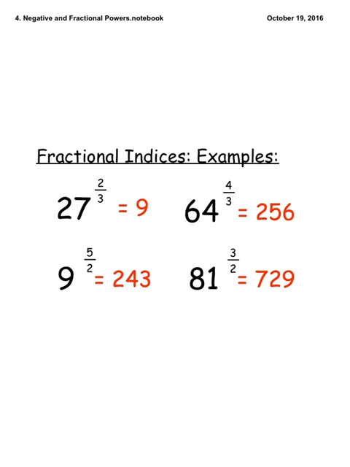Okay, so 27 to the power of 2/3 is equal to 9. 64 to the power of 4 over 3 is equal to 256. 9 to the power of 5 over 2 is 243. And 81 to the 3 over 2 is equal to 729.